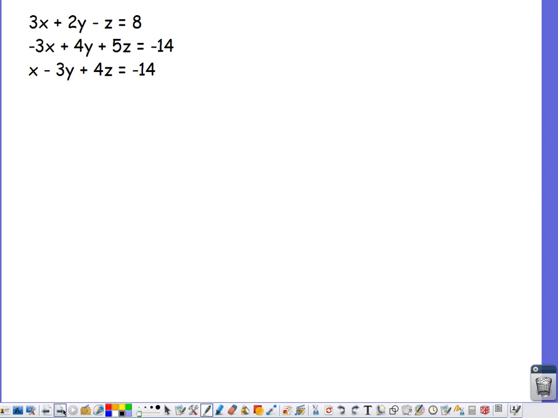So we have 3x plus 2y minus z equals 8, negative 3x plus 4y plus 5z equals negative 14, and x minus 3y plus 4z equals negative 14. So this is one that requires a lot of work. So a couple things to that.